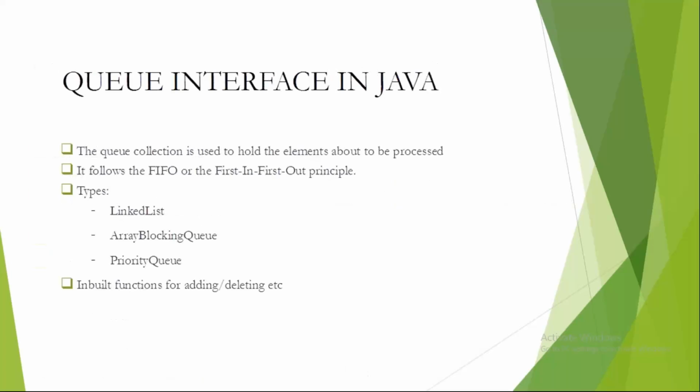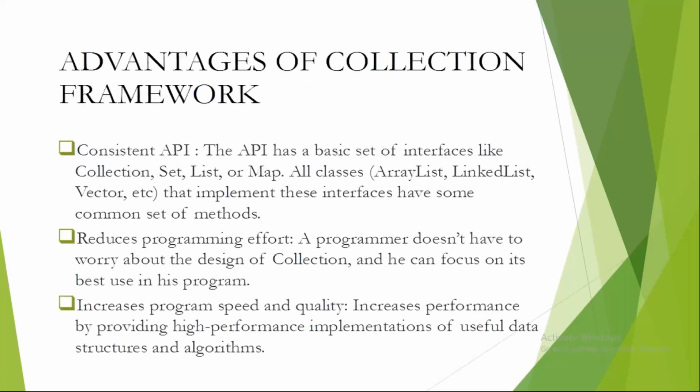Queue interface is another interface that is used for the FIFO principle. The element that first enters the queue will first leave, very similar to the real world queues that we all stand in. The three major types are linked list, array blocking queue, and priority queue.